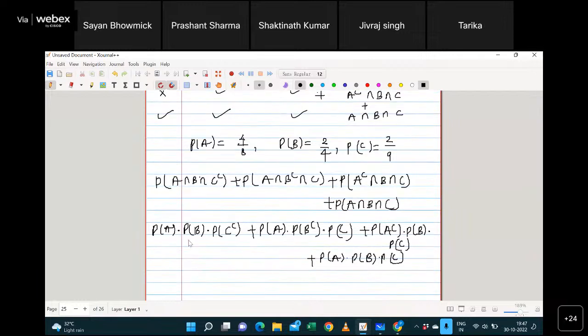So just put the value. Probability of A, probability of B. For probability of C complement, it will be 1 minus 2 by 9. Similarly for the rest of the things, will you be able to do it? Yes, sir, I'll do it now.